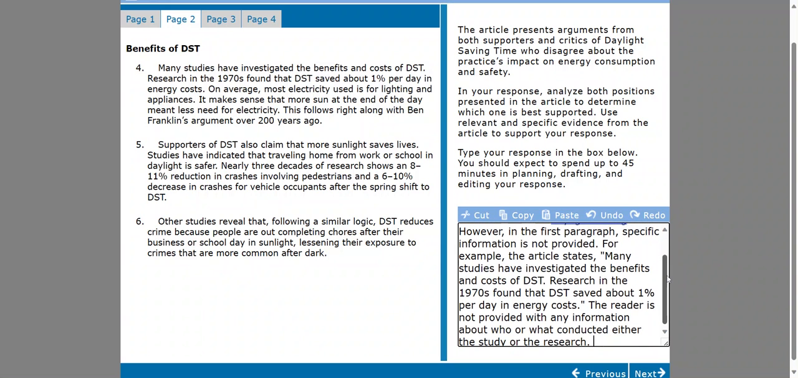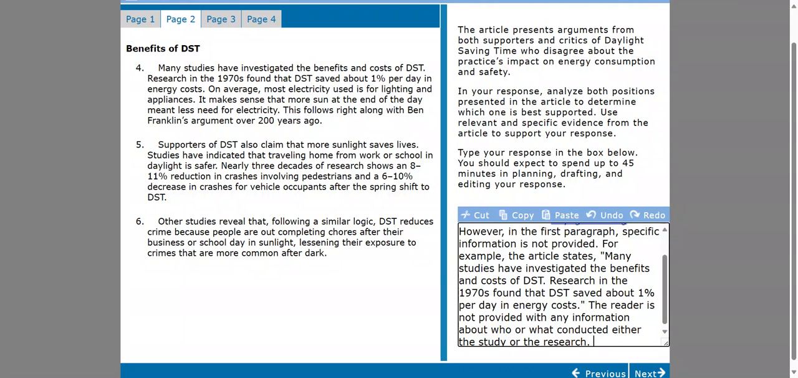However, in the first paragraph, specific information is not provided. For example, the article states, and then we've got our text evidence, and then we have: the reader is not provided with any information about who or what conducted either the study or the research. And so now let's take a look at paragraph 5, right, writers.